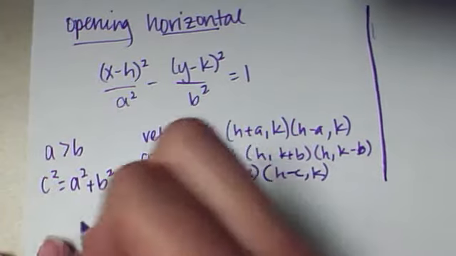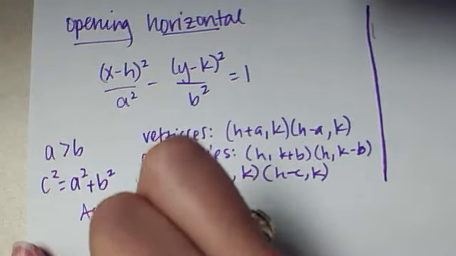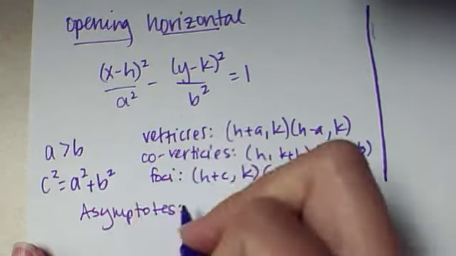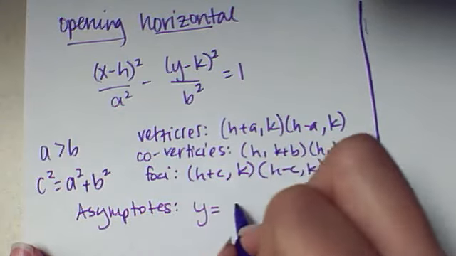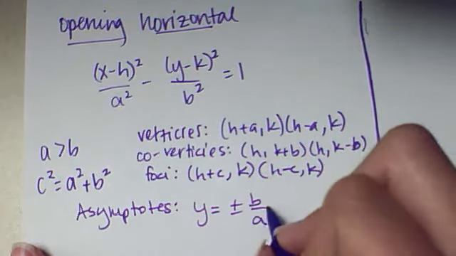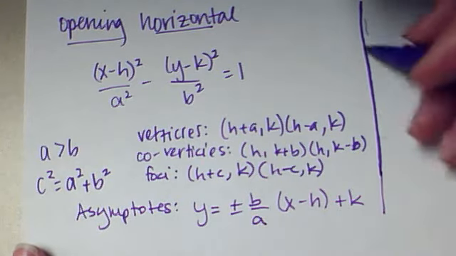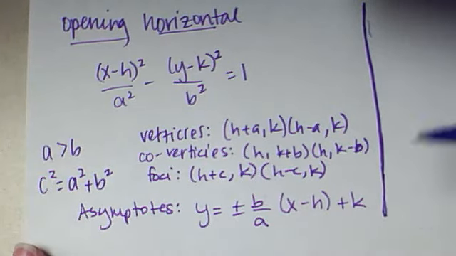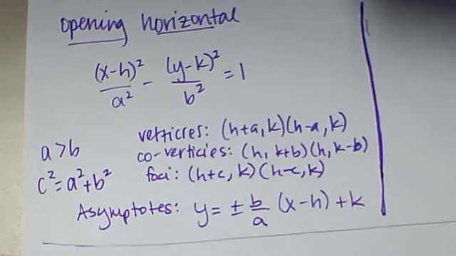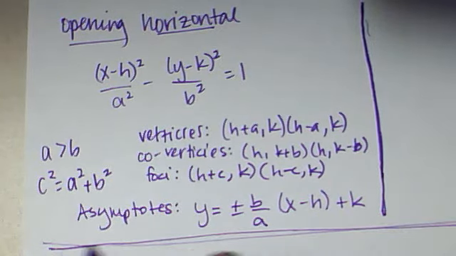Okay, the last thing on this one, the asymptotes, are y equals plus or minus b over a times x minus h, plus k. All of that information is if it opens horizontally. And then you should be asking, well, what happens if it opens vertically? So let's look at that.